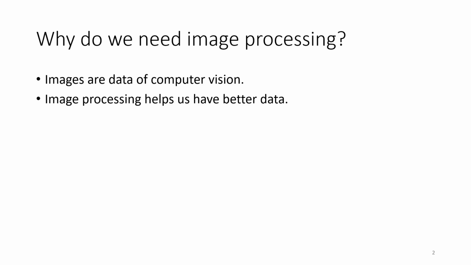And since this is a course on computer vision, why do we need to care about image processing? The reason is that the input of computer vision is an image. So we need to try to use any possible method to get good input, it means the image.